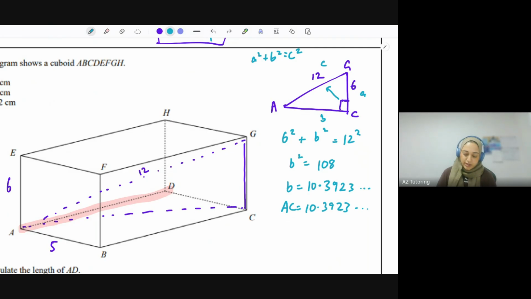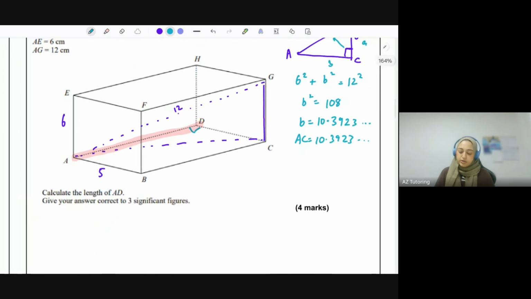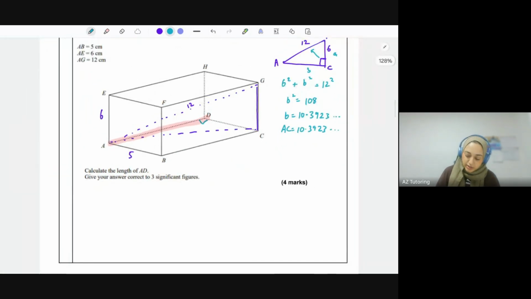How's that going to help us find AD? Well, I can spot another right angle triangle on the floor of that cuboid. So I can sketch that triangle out. So if this is AD, that's in the back, and then at D here, I've got D to C. I've just drawn that part out there, AD and DC, and then joining that is AC, that diagonal that we've just found.